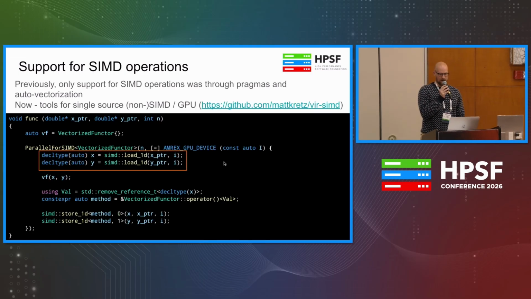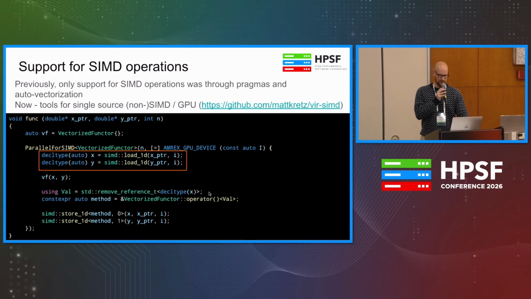Another cool thing that was added recently, and this was the work of Axel Huebl, is support for SIMD operations. Previously, if you wanted to do SIMD in an AMReX code, there wasn't really support for it. You needed to do pragmas or try to rely on auto vectorization. So now what it looks like is something like this. And this requires the VIR SIMD library.